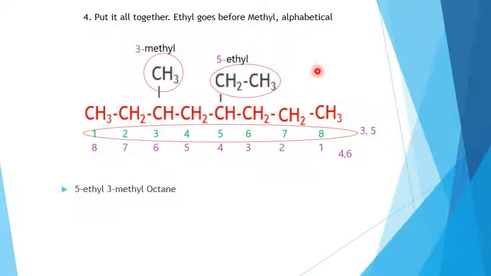Okay, so the procedure will be: find the longest chain, number it according to give you the smallest numbers, and then label each alkyl and put the names together.